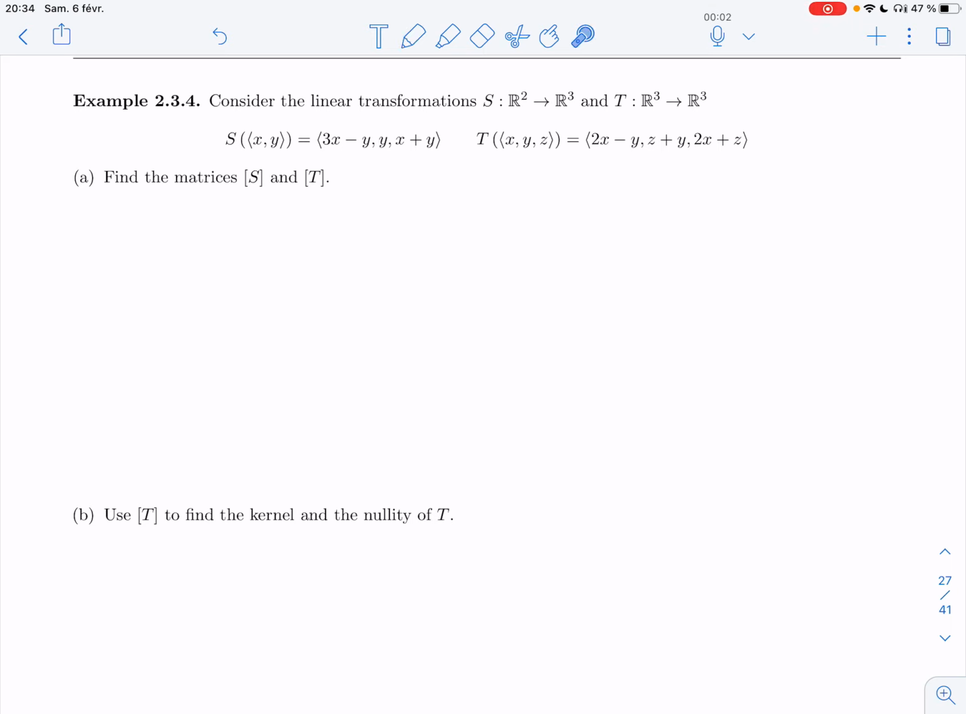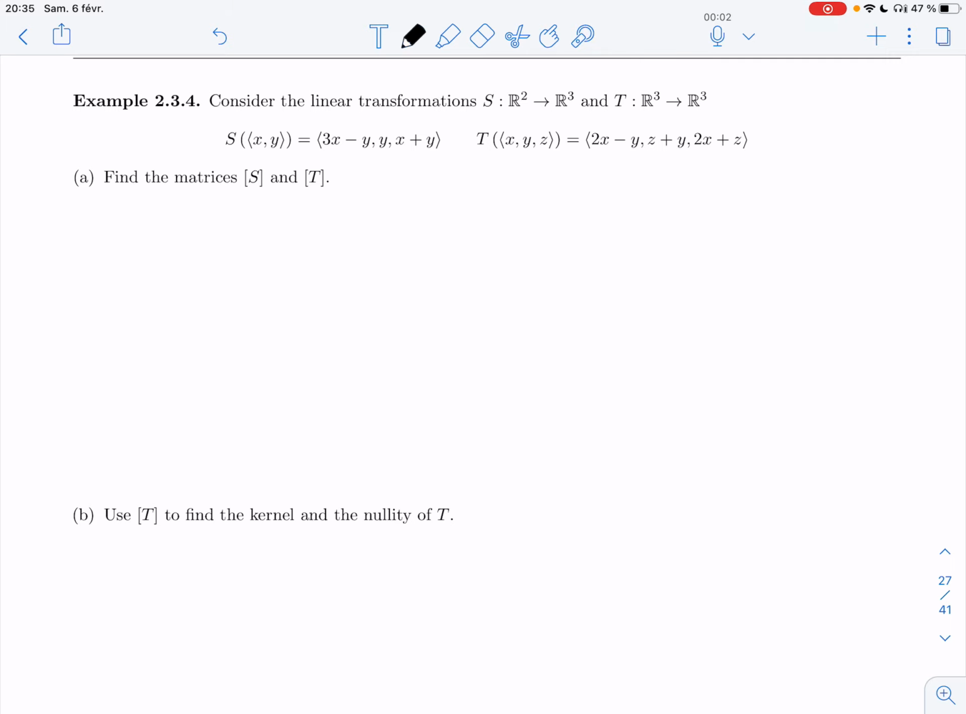All right, let's try an example. Example 2.3.4. I'm going to consider the linear transformation S from R2 to R3 that sends (x, y) to (3x - y, y, x + y). And I'm going to take T from R3 to R3 that sends (x, y, z) to (2x - y, z + y, x + z). So I want to use this example to study the equivalence between matrices and linear transformations.